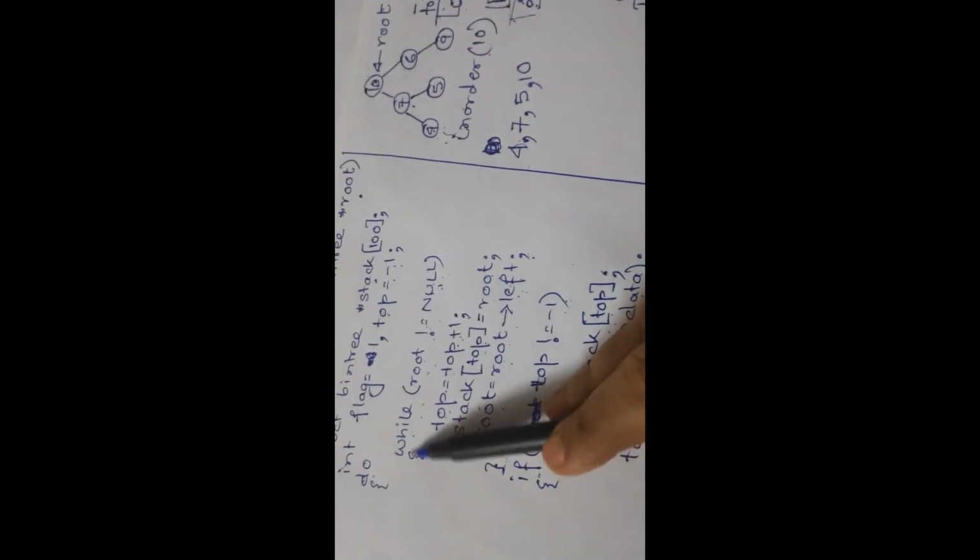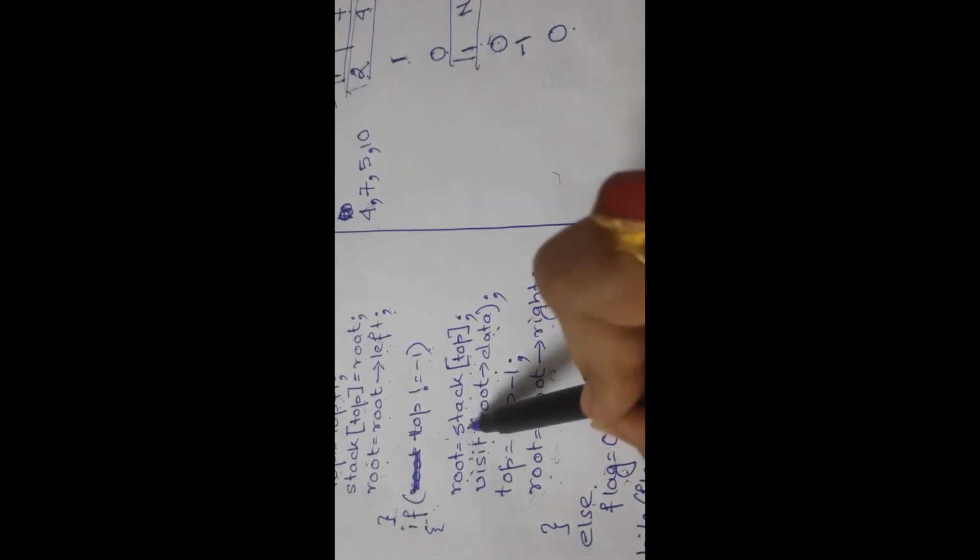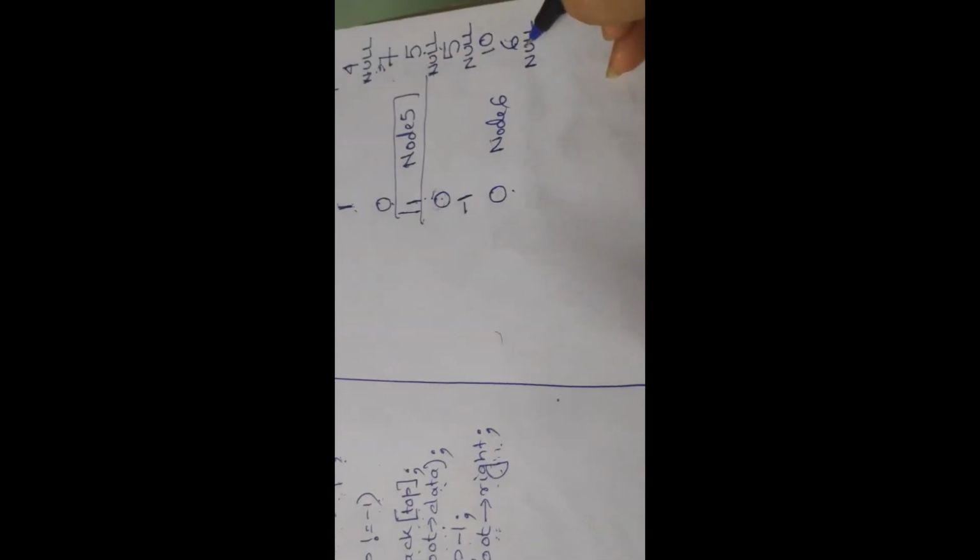And we move to the left hand side of the root. Root is equals to root left. Now what is there on the left hand side of 6? Null. So this is null. Now when we go back to the while loop, it does not work because the condition is false. We come to this if condition, top not equals to -1, top value is 0, so it is not equals to -1. So we enter the if condition, root is equals to stack top. So root becomes stack top, that is 6 again.